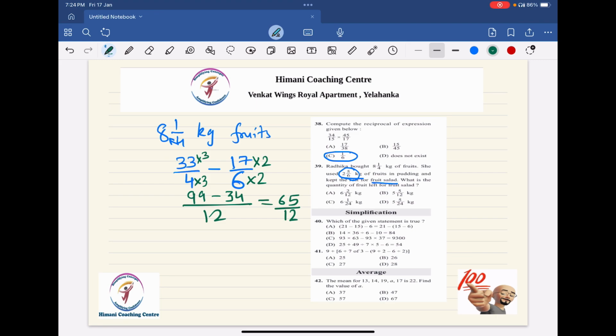Now, we have got the answer as an improper fraction. So divide 65 by 12. 12 fives are 60. So what is the answer? 5, which is the quotient. Then comes the remainder, which is 5, and then the divisor. So 5 5 by 12. That option is option B.